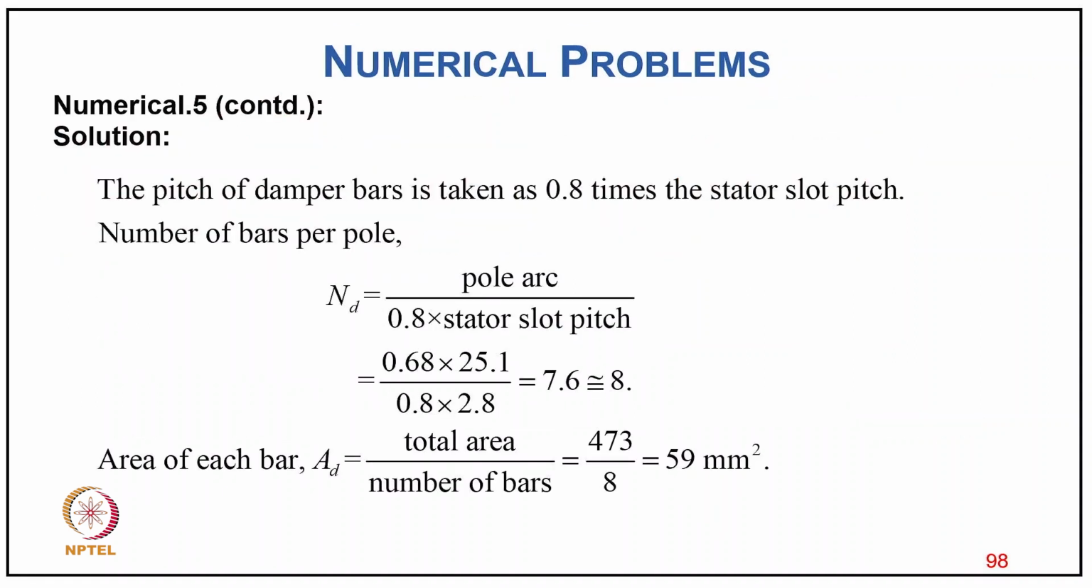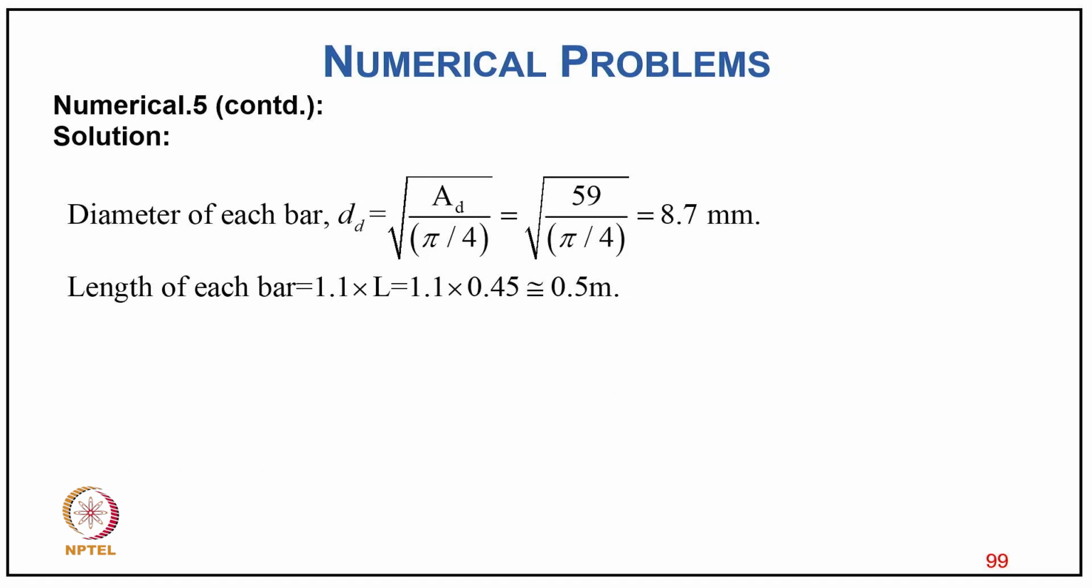Now the pitch of the damper bar is taken 0.8 times the stator slot pitch, so number of bars per pole is N equal to pole arc divided by 0.8 into stator slot pitch, so it comes 7.6, which is rounded to 8. And area of the bar is total area divided by number of bars, so 473 by 8, that's 59 millimeter square. Now diameter of each bar D equal to under root AD upon π by 4, putting value 8.7 millimeter, and length of the bar equal to 1.1 into L, that comes to 0.5 meter.